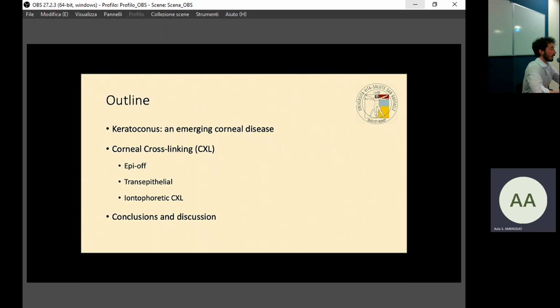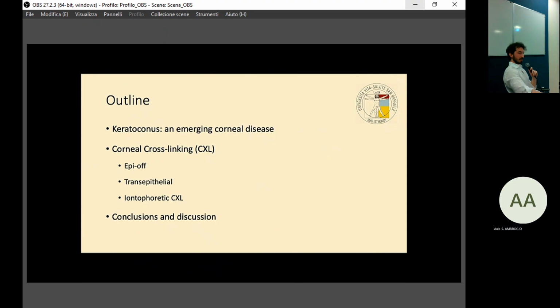So first of all, we have a brief outline. We start with a brief introduction on keratoconus, and then we move to the topics of today's discussion, which is corneal cross-linking. As you can see, there are different types. We can see the epi-off, transepithelial, and iontophoretic, which again is a complicated term, but we'll get to that in a second.